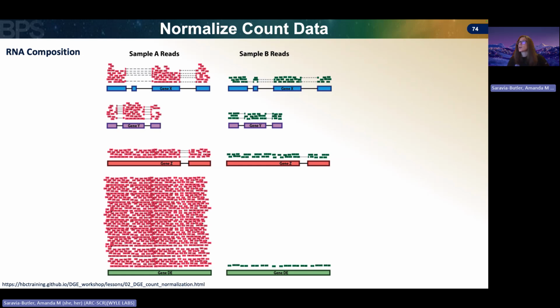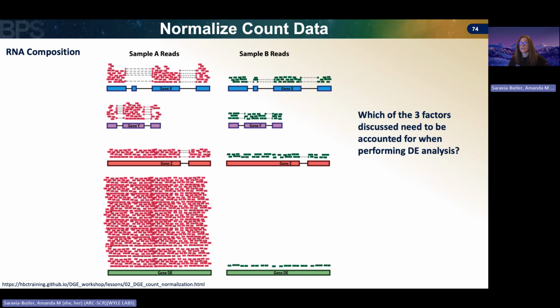Of these three different factors that we talked about, which ones are going to be important if we want to perform differential gene expression analysis? Keeping in mind that in differential gene expression analysis we are comparing the expression of genes in different samples, we're going to want to account for both read depth differences as well as this RNA composition difference, keeping that in mind when we're doing our normalization for our read depth.